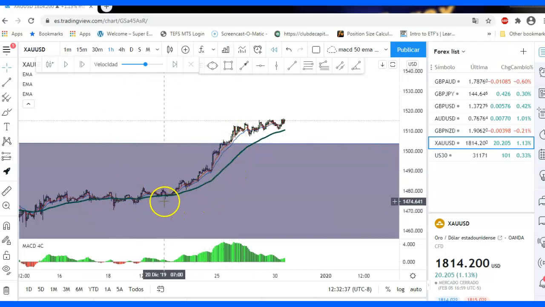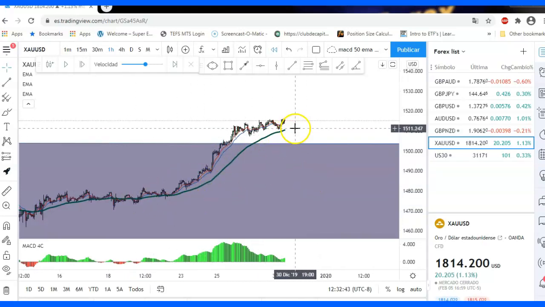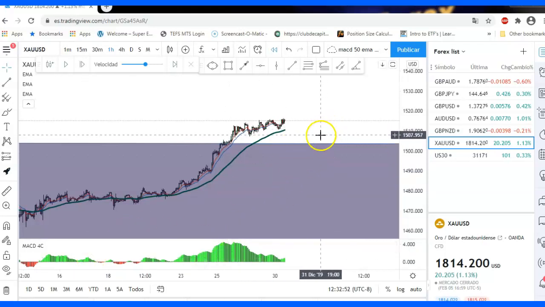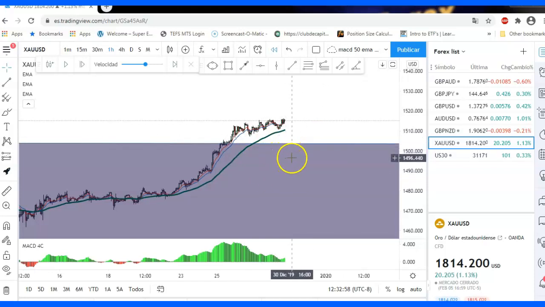But normally, as a general rule, if the price is above the 50, we're going to look for buys. Every time the price is below the 50, we're going to look for sells. So that's rule number one. Then we are going to use a few techniques. When we're looking for entries, we're going to lower to the 15-minute time frame so we can have closer, sniper entries into the market.